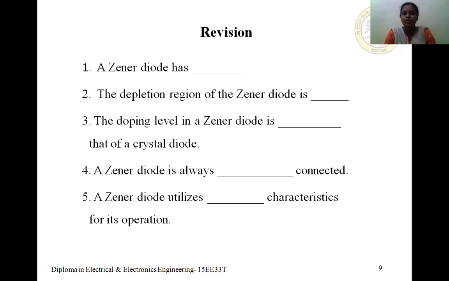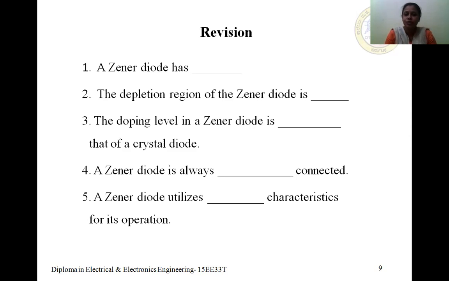Coming to the second question, the depletion region of the Zener diode. As I said, the depletion region is very thin in the case of a Zener diode. So the answer is very thin. Next, the third question: the doping level in a Zener diode is dash that of the crystal diode. The doping level of a Zener diode is always more than that of the crystal diode. So the answer is more than that of the crystal diode.